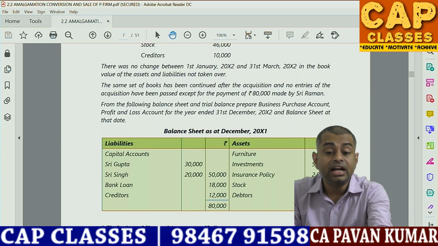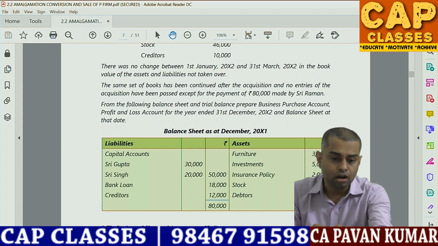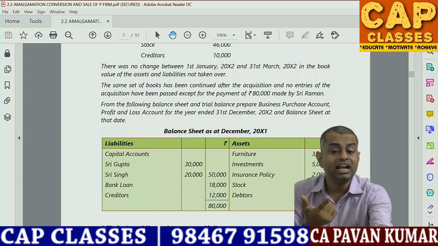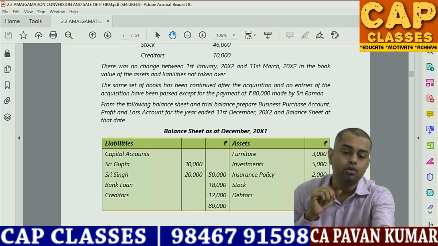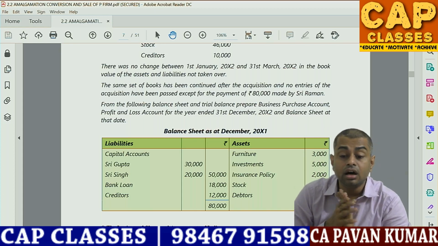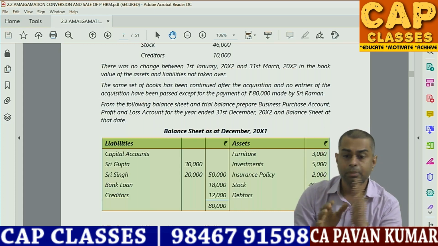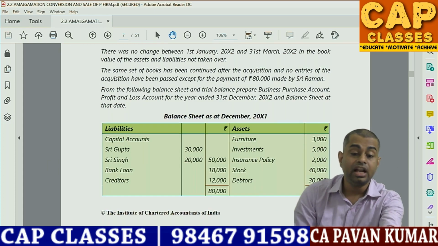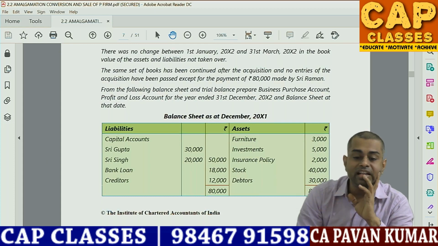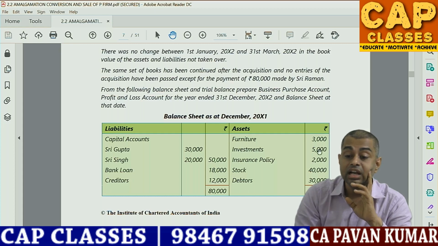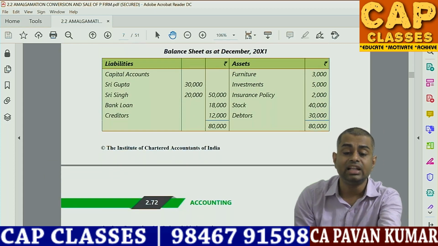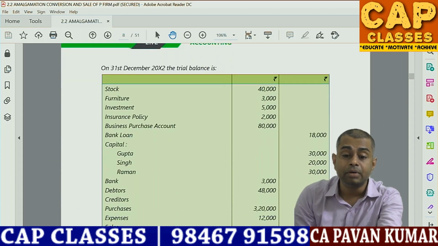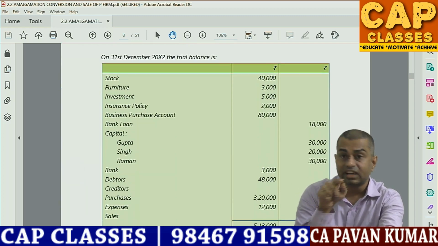From the following balance sheet and trial balance, prepare 1, business purchase account, 2, P&L account for the year ended 31st December 2012, and 3, balance sheet as on that date. These 3 things we need to do. Balance sheet as at December 2011, that means opening balance sheet for the current year: capital accounts Sri Gupta 30,000, Singh 20,000, total 50,000, bank loan 18,000, creditors 12,000, furniture 3,000, investment 5,000, insurance policy 2,000, stock 40,000, debtors 30,000. So total 80,000.